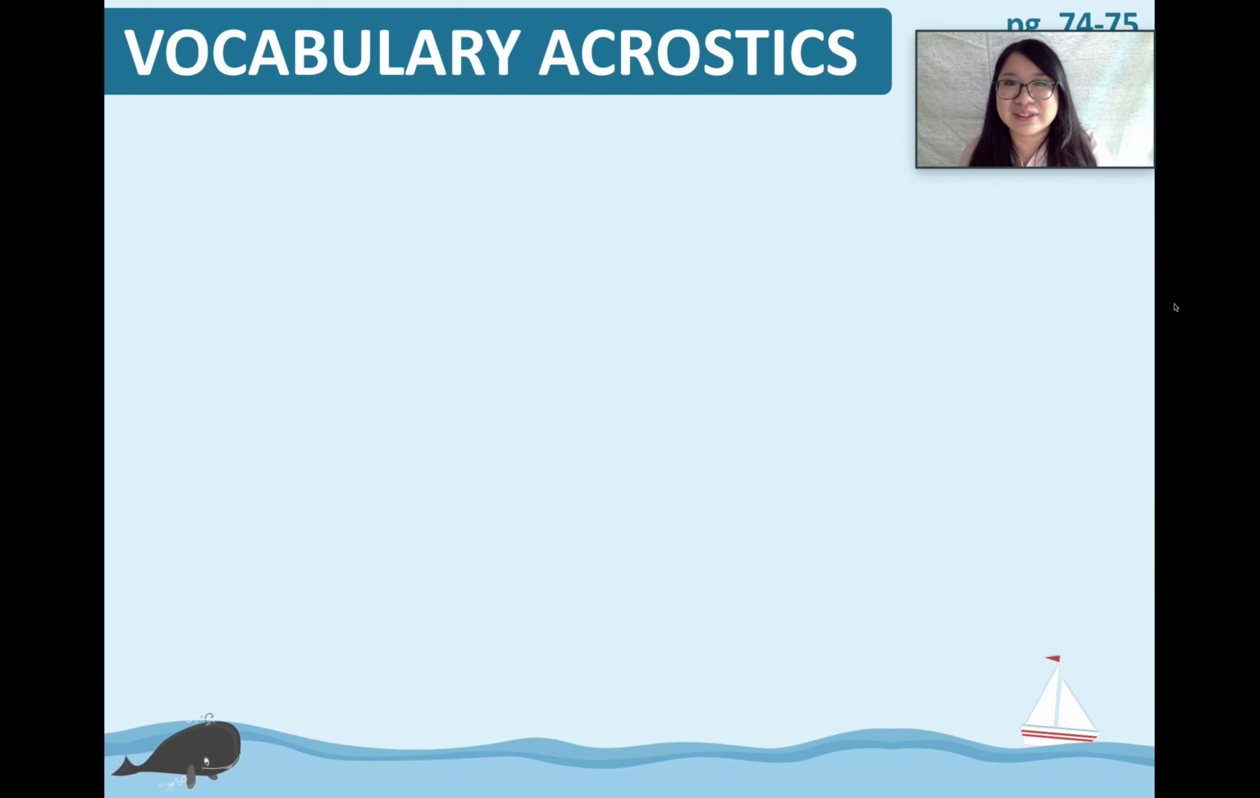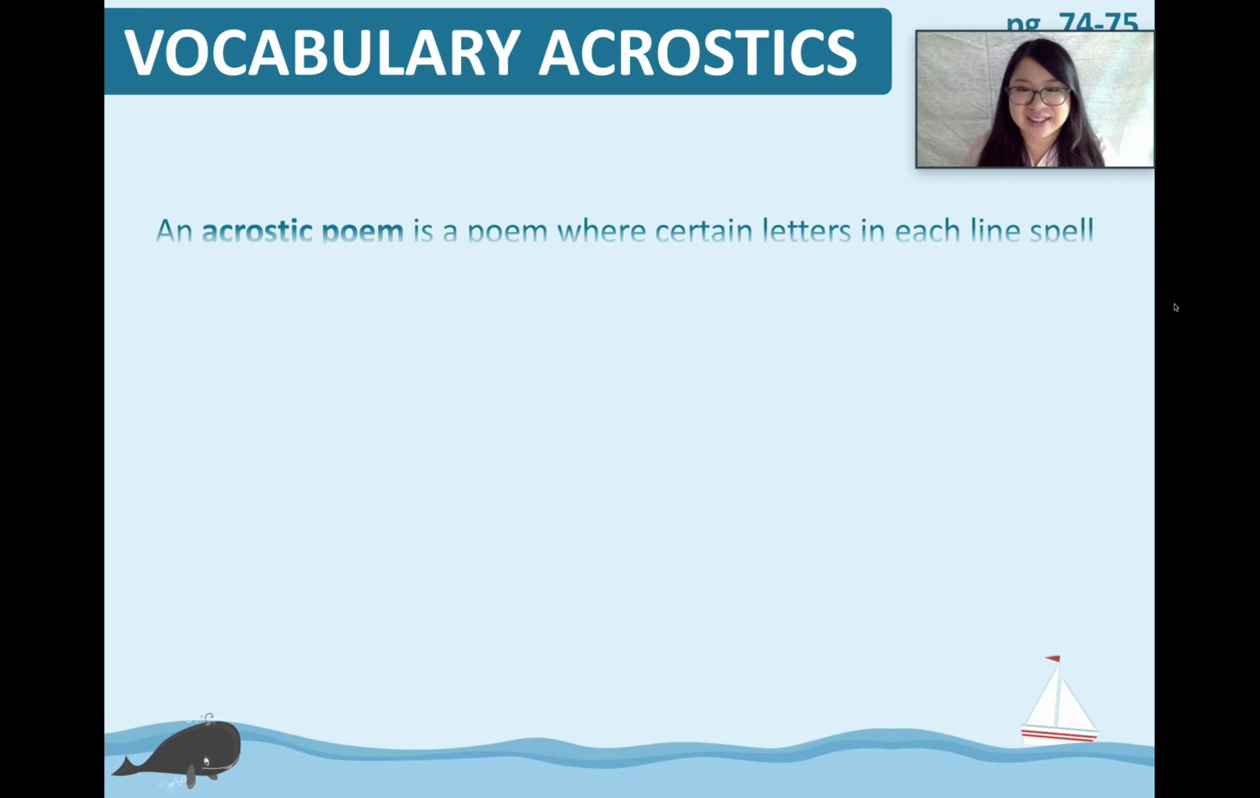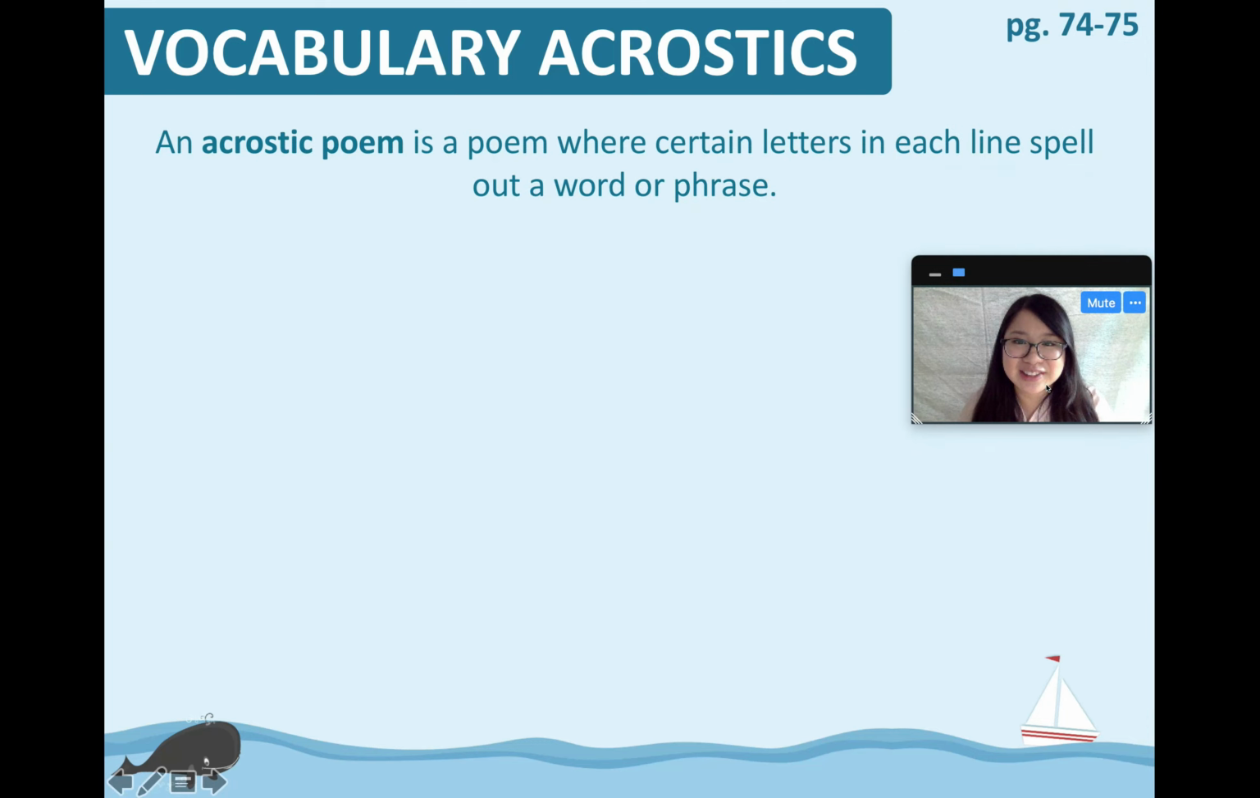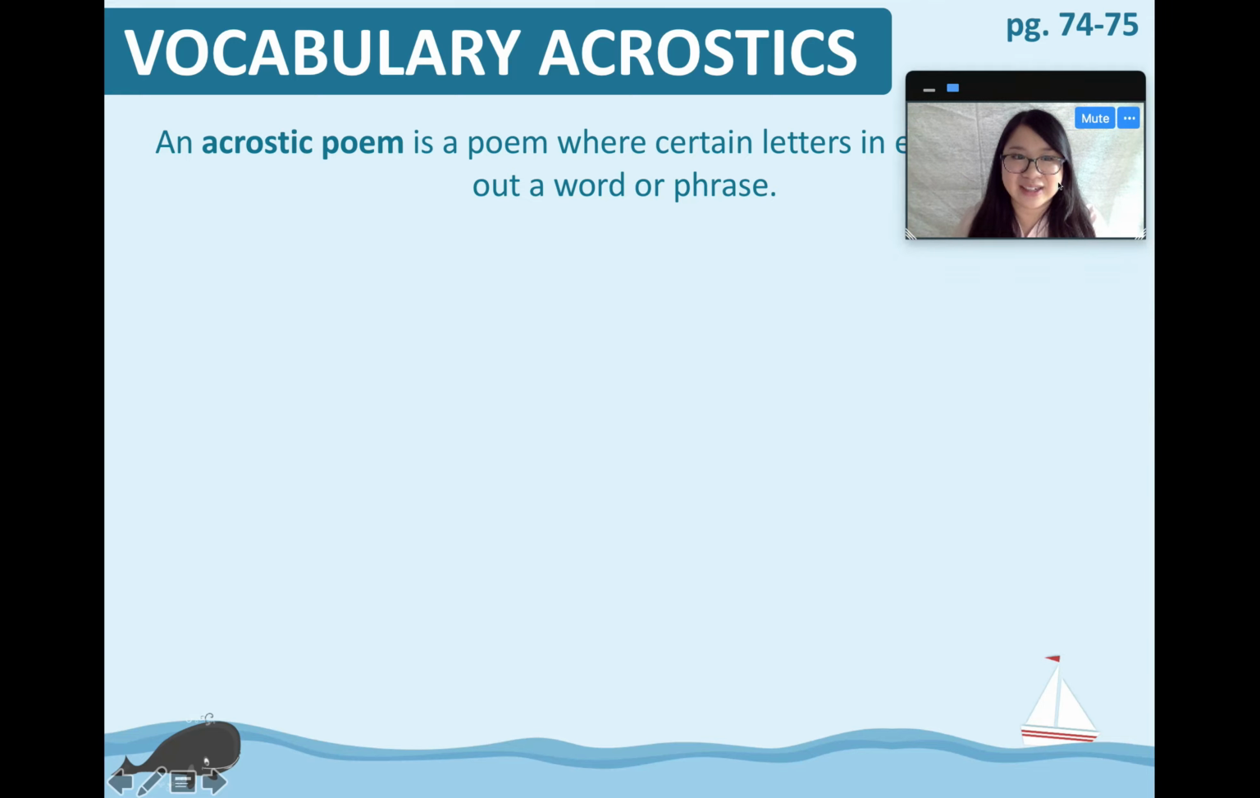Now we're going to do a little brainstorming activity. This is a creative way to reflect on the vocabulary words. We're going to make an acrostic. An acrostic poem is a poem where certain letters in each line spell out a word or phrase.